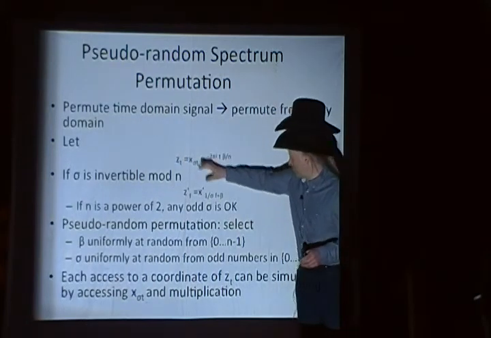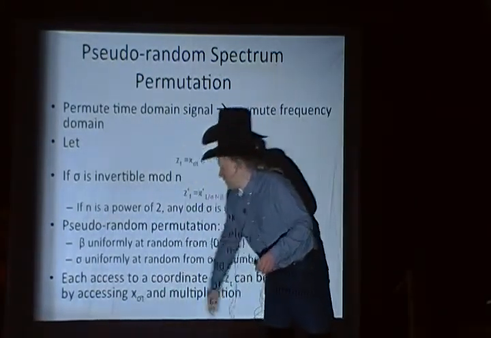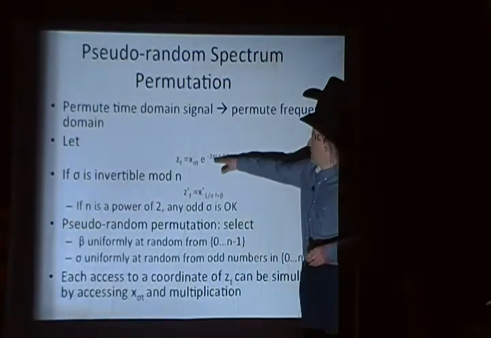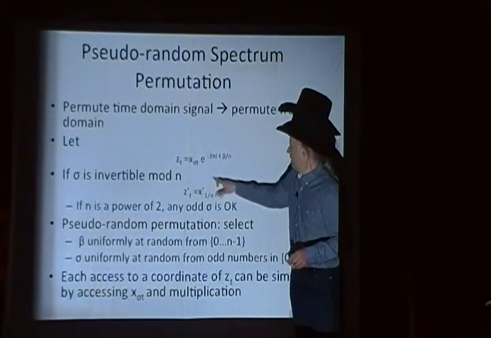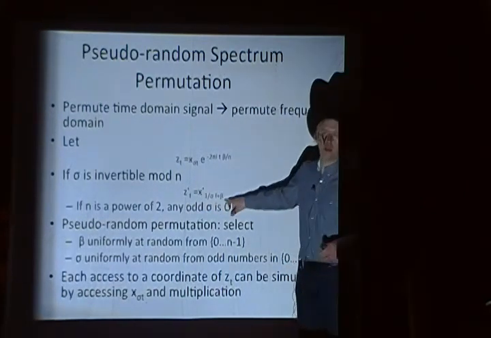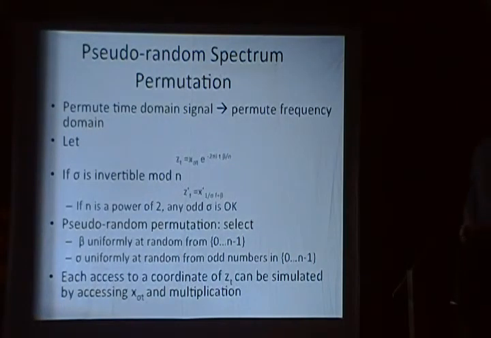You can also see that whenever you want to access a sample of Z, you can simulate it by accessing the original signal and performing multiplication by a hash. So for all practical purposes, you can assume that you are sampling a signal that has a spectrum like this. Does it make sense? Are there any questions?